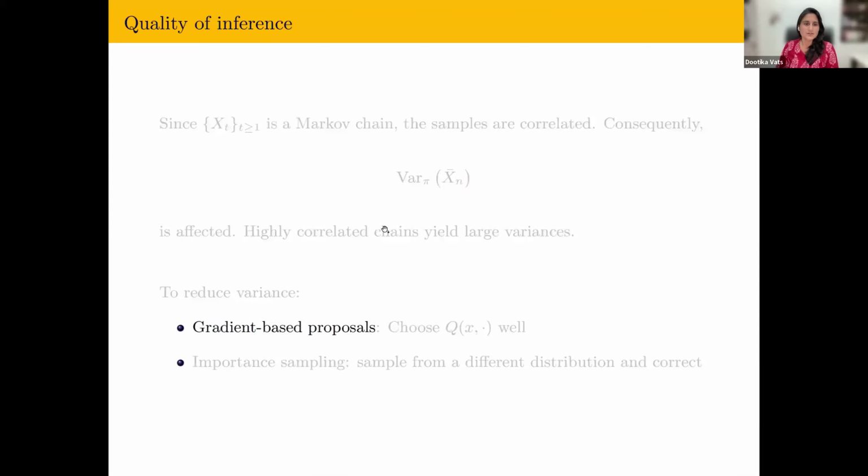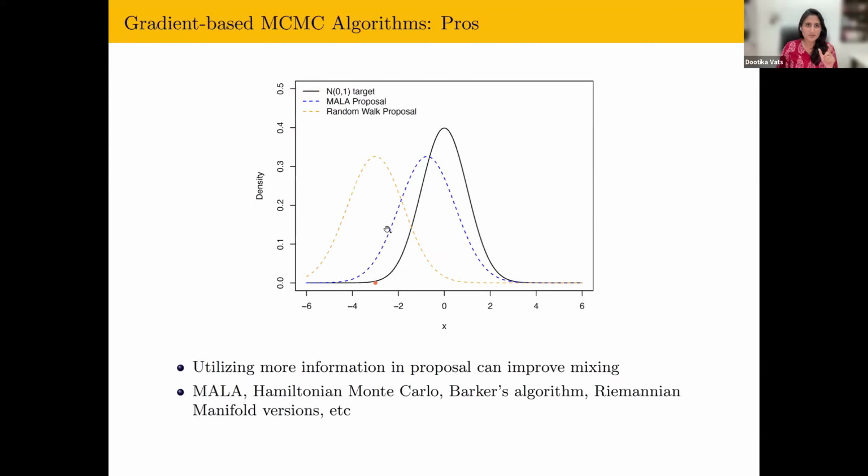Okay. So first I'll look at gradient-based proposals. Just to give us an understanding of the impact and utility of gradient-based proposals, let's assume I have a Gaussian target, normal 0, 1 target, that's given in this black density. And I'm currently at this red dot X. So my current state of the Markov chain is -3. And a random walk proposal is then centered around -3 because it's centered around exactly where I am.